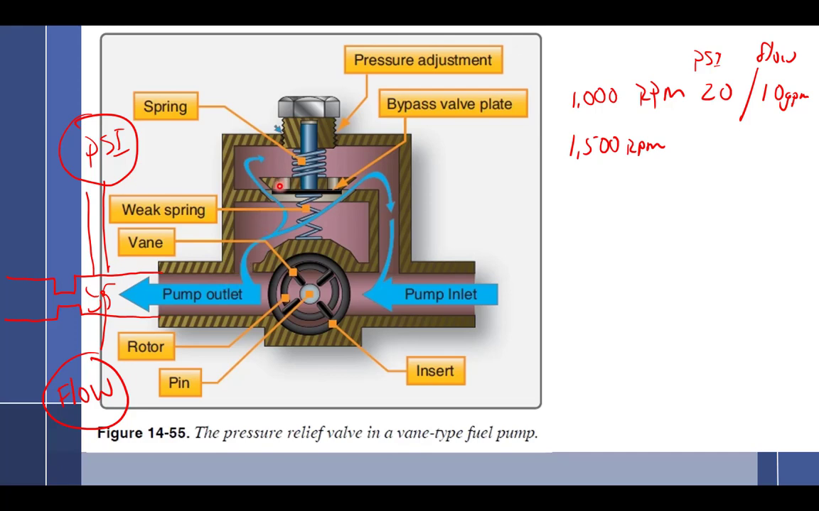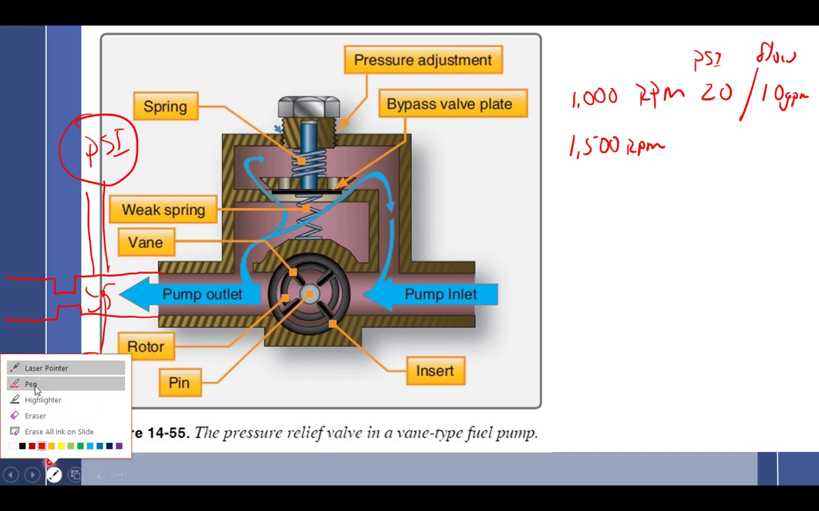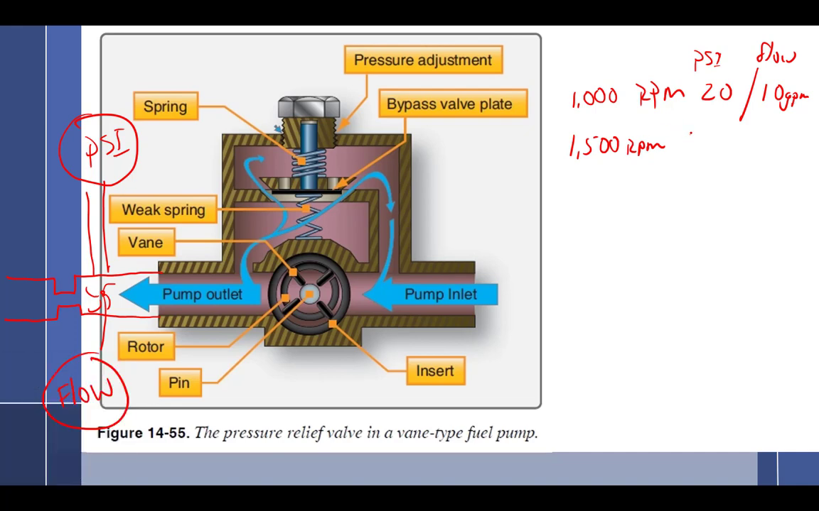This had to open up more. So that opened up a little bit more, and a little bit more fuel went around this way. How much went this way? Well, we just agreed that the pressure stayed the same. So if the pressure stayed the same, what did the flow do? Oh my goodness, the flow stayed the same. Why did it stay the same?